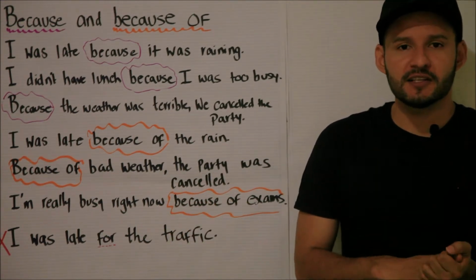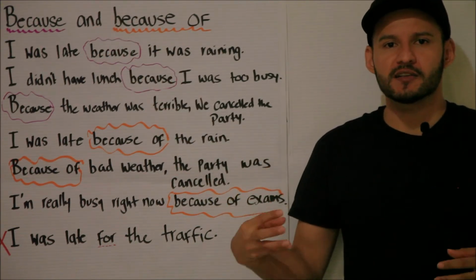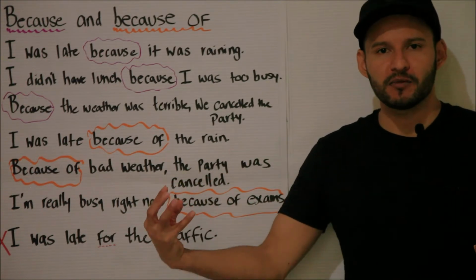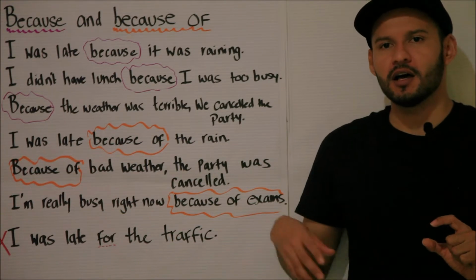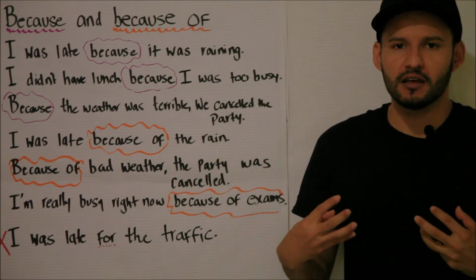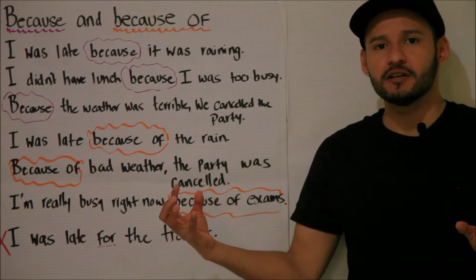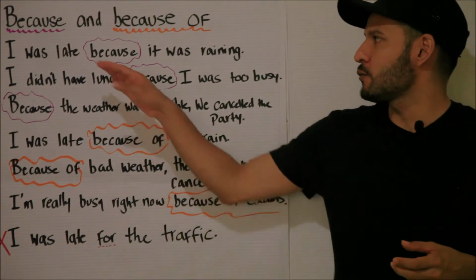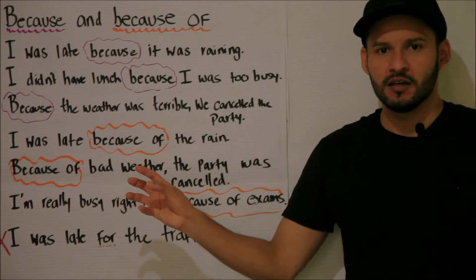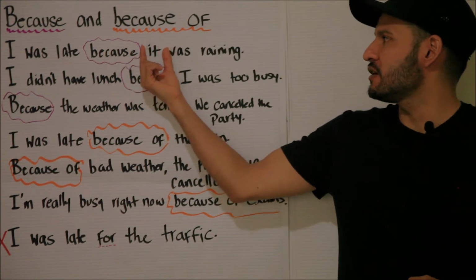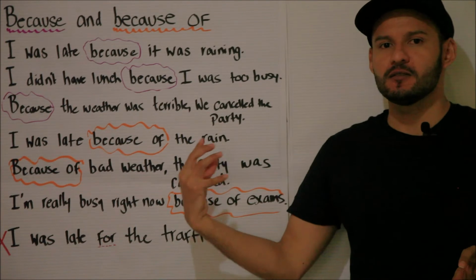Okay, so basically the word because is a conjunction, and it is a conjunction that is used to explain or give a reason for something. Now, the majority of you probably already know that, but what's important about the word because, as with any other conjunction, is that you need a subject and a verb after it. So, for example, I was late because it was raining. So you have the word because, and then a subject and a verb, because it was raining.